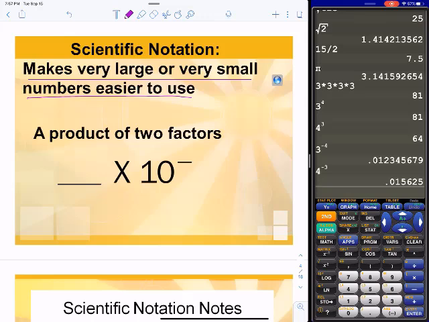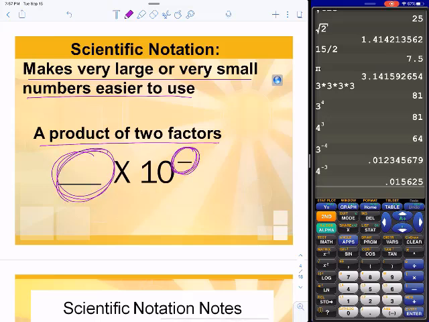Okay, now there is a format that we use for scientific notation. It is the product of what we call two factors. It's the product of a number here, which is going to be written in a certain way, times 10 to some exponent. And every single time, we're going to do this, okay? Now, we need to understand how to write this number here, and we need to understand how to write the exponent, because you're going to have one of two types of exponents.